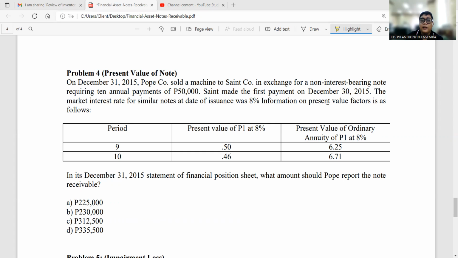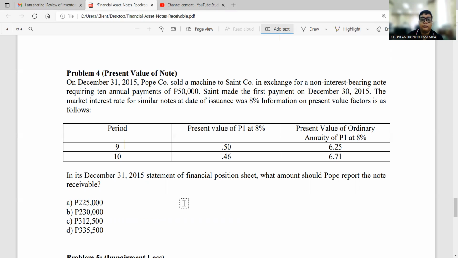Okay, that is the basis. Saint made its first payment on December 30, 2015. The moment he exchanged for the non-interest-bearing note, he automatically paid the first 50,000. So the present value of an ordinary annuity we use is only 9 periods. If he had paid on December 30, 2016, for example, we would use 10 periods. But he paid immediately, so we use 9 periods.